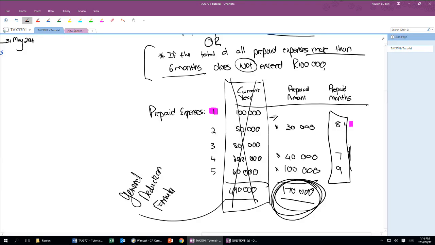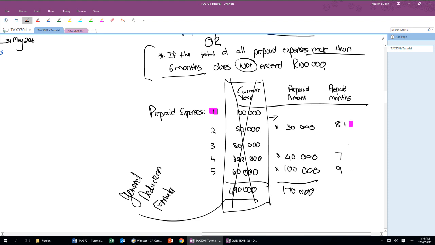So what's important to see is we do not look at the 30,000 and say 30,000 is less than 100, I can deduct it. Or the 40, we don't. We only look at the total amount, which is this 170,000 rands. That is what we look at. So then you cannot deduct the 30, the 40, or the 100.